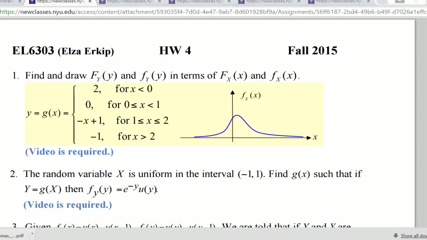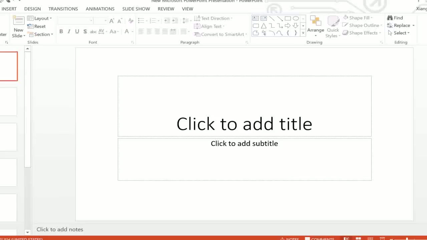This is the first question of homework 4. Let's find and draw the CDF of y and the PDF of y. First, from the function g of x, we can draw g of x. It's like this. G of x, and this is x.